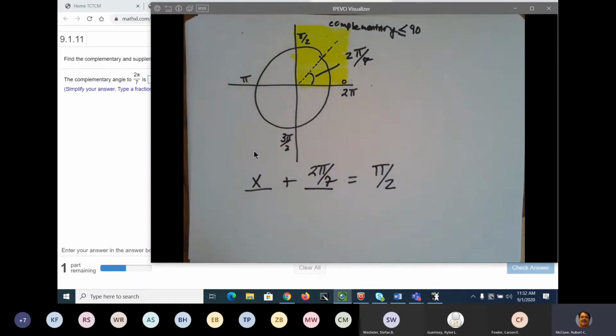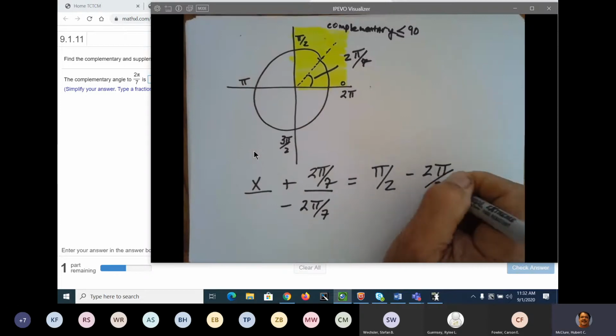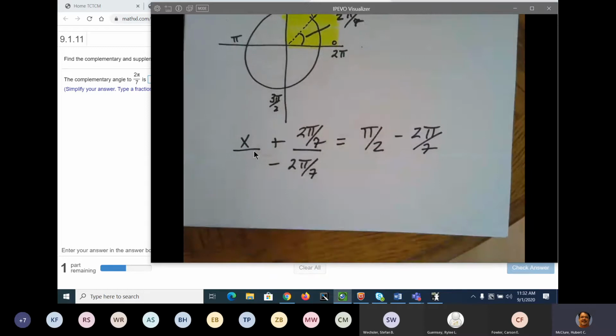So what are we going to do? We got to subtract. So I'm going to get rid of 2 pi over 7, minus 2 pi over 7. And that's going to give us x by itself. And this is a test question. But y'all said I hadn't gone over it. No, I haven't. So we're okay.